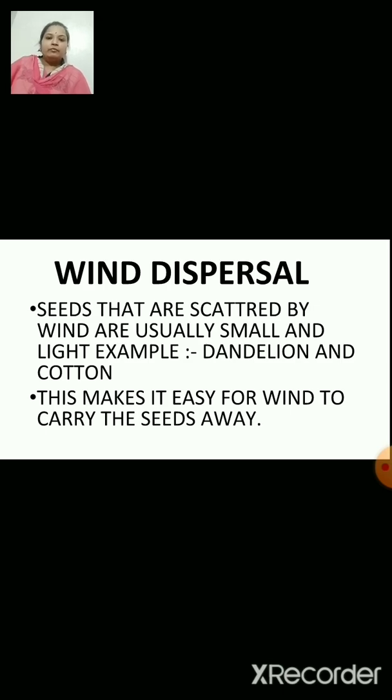So, this is the picture of dandelion seeds. Can you see the hair-like structures on the feathery structure which help the seeds to be carried away easily by the wind?